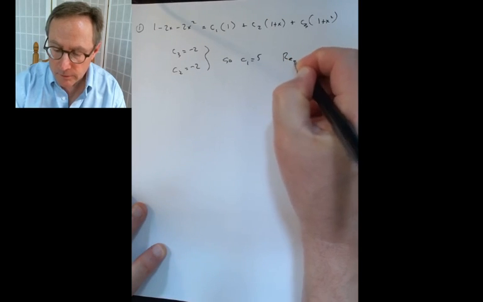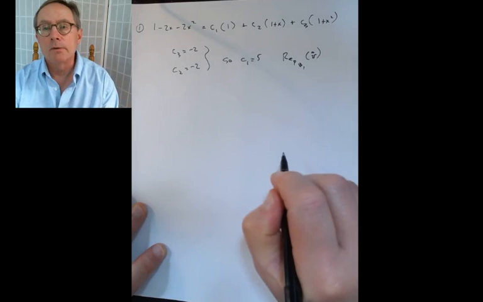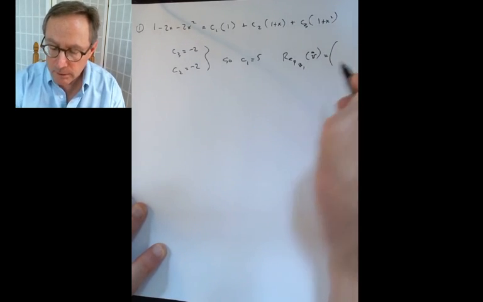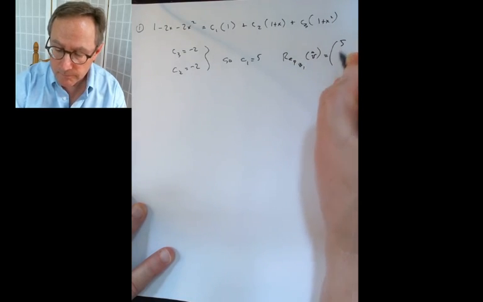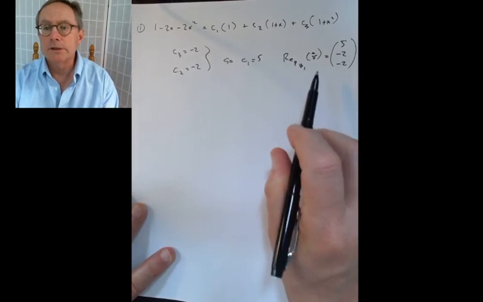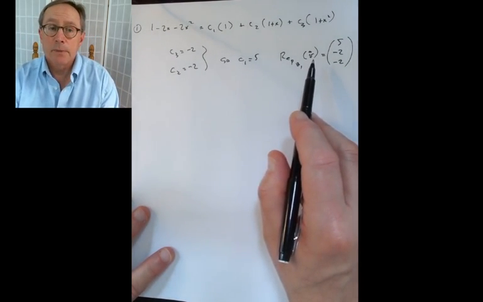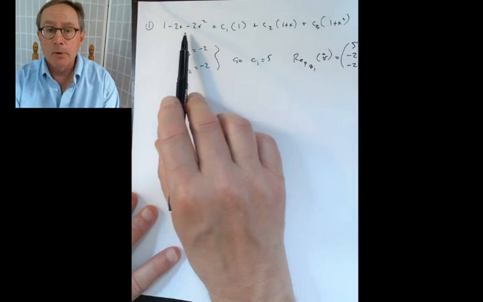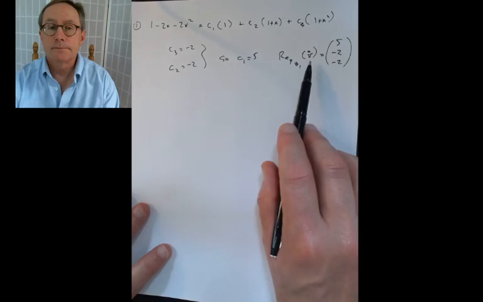The representation with respect to the basis b1 of the polynomial is, you've got to write them in the correct order here, 5 comes first, and minus 2, and minus 2. Notice that I'm calling it a vector and writing it as a vector, even though it's a polynomial, because it's a member of a vector space. This is a member of a vector space, perfectly fair, so I can write it as a vector.